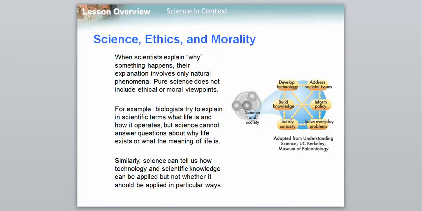So for example, biologists try to explain in scientific terms what life is and how it operates. So we explain why our cells do what they do, how they're able to carry that out. However, we can't explain why life exists or what the meaning of life is. We have no idea how to reach those answers. We can tell you why your body operates the way it does, how it makes energy, but we can't give you a philosophical answer about why we are all here.